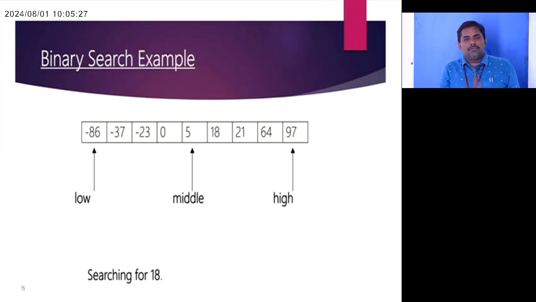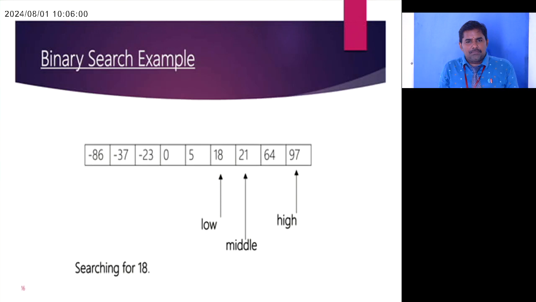For example, here I am given the sequence minus 86, minus 37, minus 23, 0, 5, 18, 21, 64, 97 to search using binary search. Here, the low element is minus 86 and the high element is 97. I fix the midpoint as 5. Suppose I am searching for the element 18. First, I check whether the middle element 5 equals 18. Definitely 5 is not equal to 18.